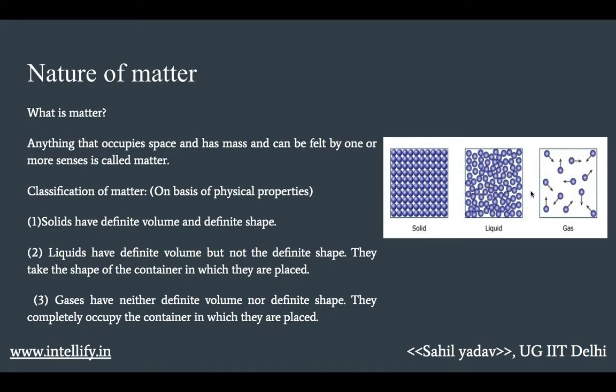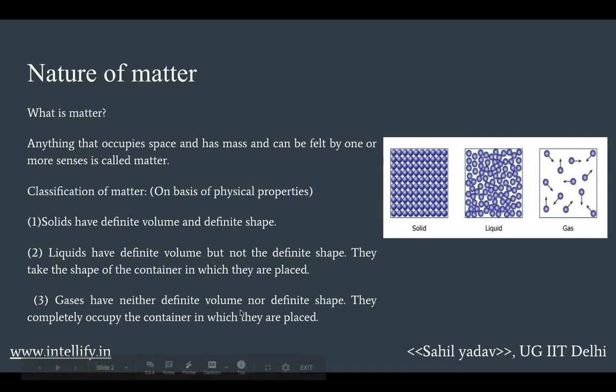However, in gases, the particles are far apart as compared to those of solids and liquids, and their movement is easy and very fast. Because of such an arrangement of particles, different states of matter exhibit different characteristics. Solids have definite volume and definite shape. Liquids have definite volume but no definite shape. They just take the shape of the container in which they are placed. And gases have neither definite volume nor definite shape. They completely occupy the container in which they are placed.